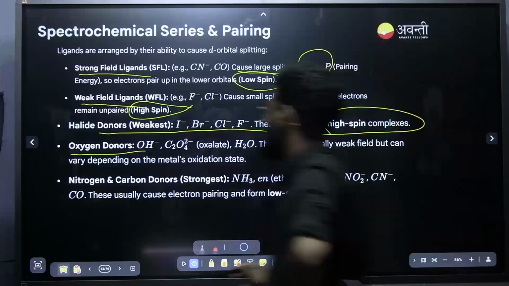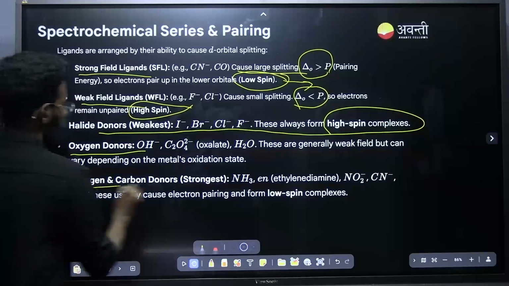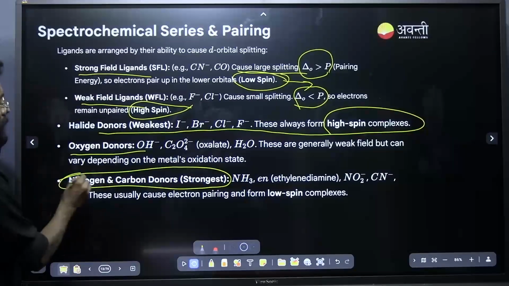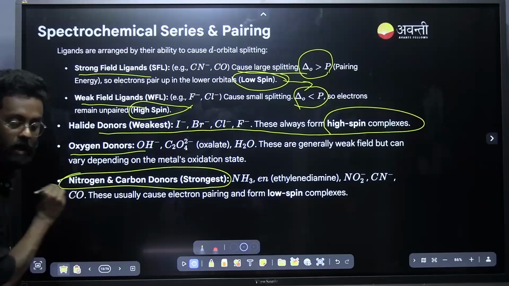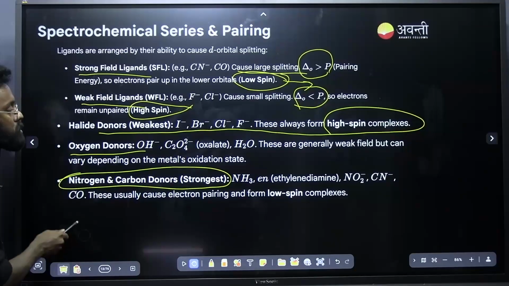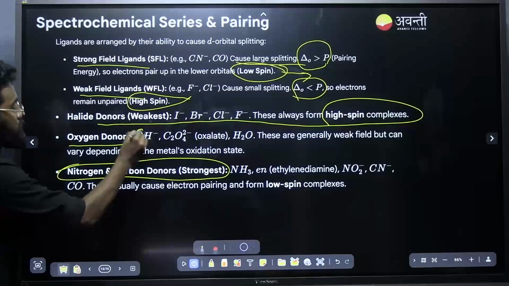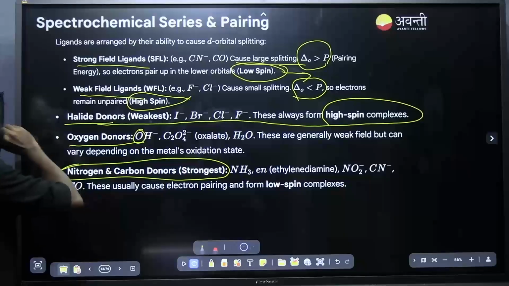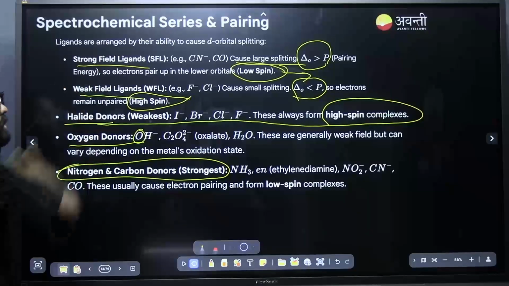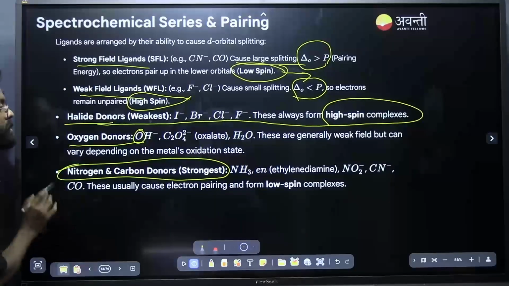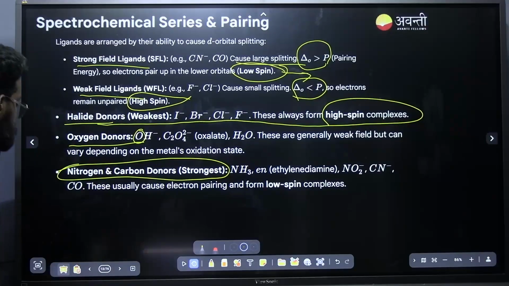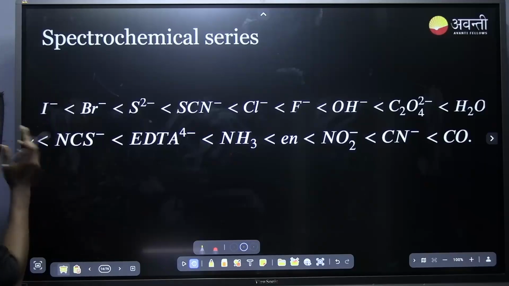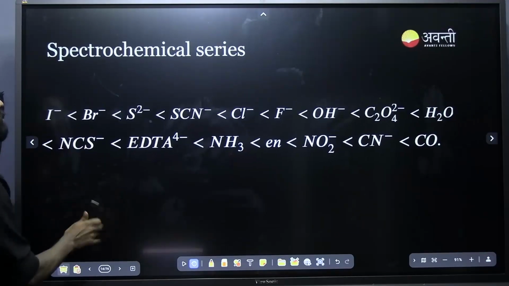And which are the strong field ligands? How we can understand that? The following are strong field ligand. If nitrogen and carbon is coming as the donor atom, then they are strong field ligand. If oxygen, halogen and sulfur, if these things are coming as the donor atom, then they are weak field ligand. Okay, now I will be giving you the spectrochemical series, and I will be telling you how to remember these things.